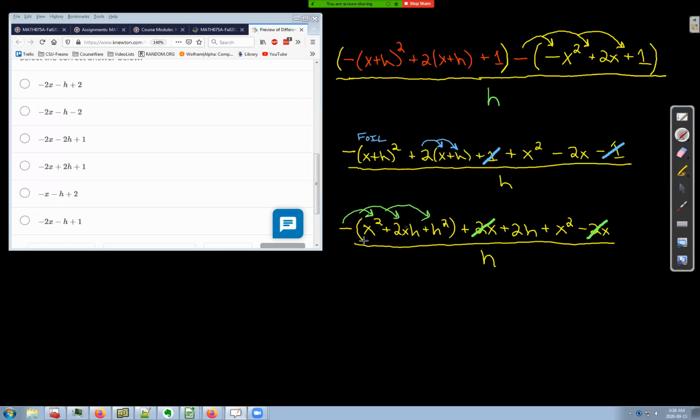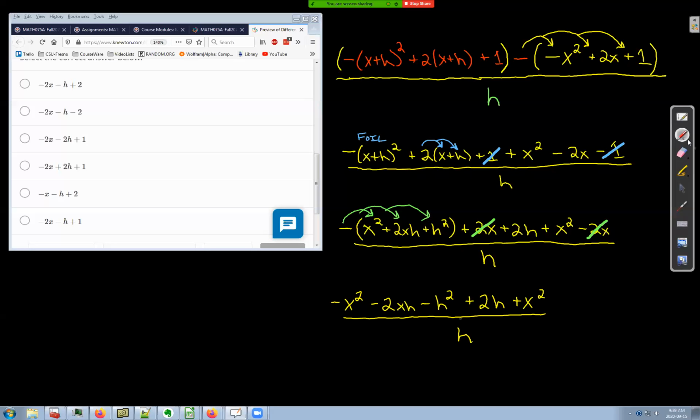I want to get rid of these parentheses, and the only way to get rid of those parentheses is to distribute that minus sign. Again, you just have to take this slow and steady. So we get a negative x squared, and then a minus 2xh, and then a minus h squared. And then we still have a 2h, and we still have a plus x squared. And all of that is getting divided by h.